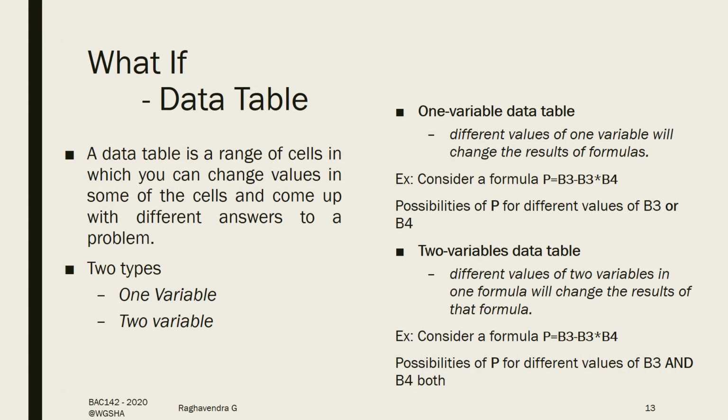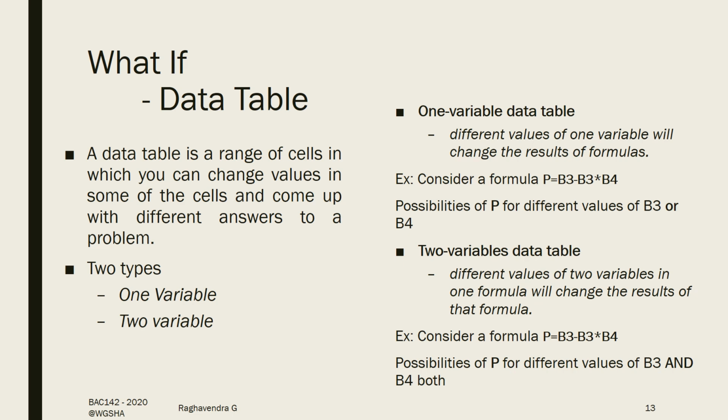Okay, now this is What-If Analysis under that, Data Table. So a data table is a set of values for a value in a formula, and to see the result. We have two types of data table: one variable and two variable. I mean, you can change different values for one variable, or you can change values for two variables maximum.